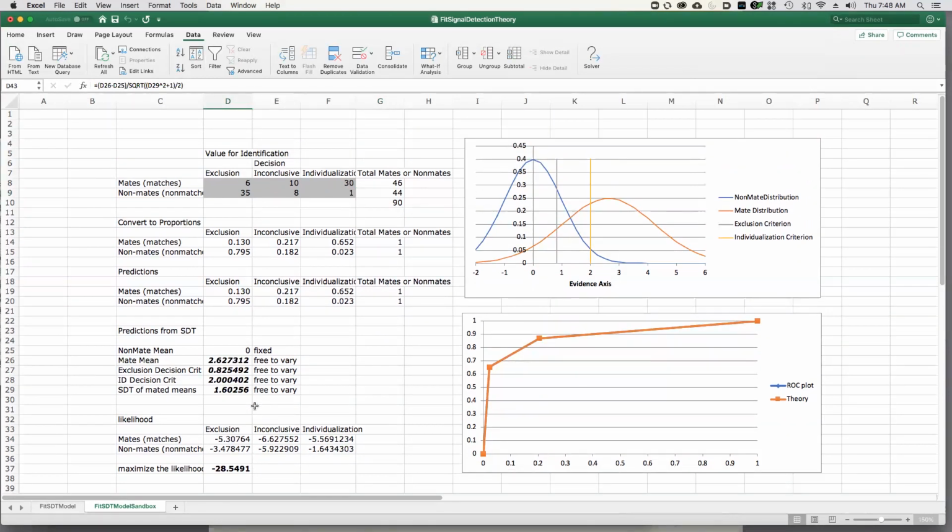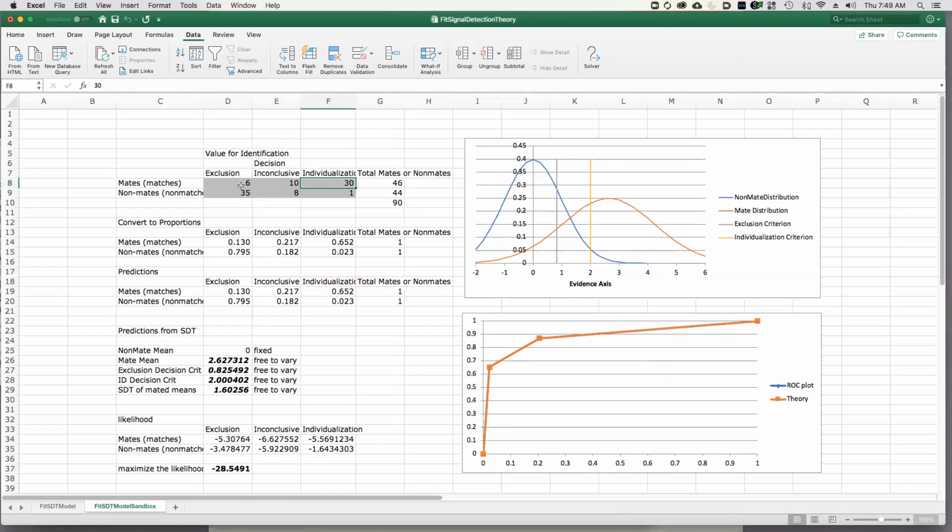And otherwise, this model is doing a very good job. Actually, it has to do a good job because it has the same number of parameters as degrees of freedom here. It turns out that this data has only 4 degrees of freedom here, because if I tell you there are 46 total trials of mated pairs in the experiment, and there were 6 erroneous exclusions and 10 inconclusives, you can figure out that there were 30 individualizations in that.